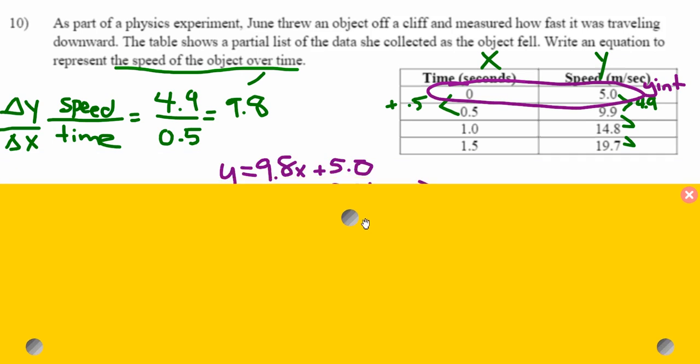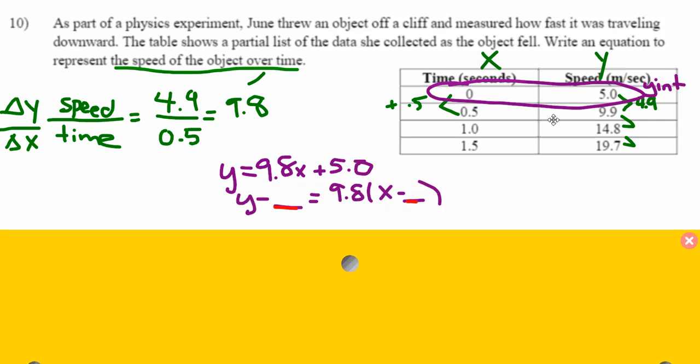I also have all these 3 other data points. I could write it in point-slope form. y minus the y value equals the slope times x minus x. So I could substitute any of these y's here. I could substitute any of these x's here as long as it's the pair and write my equation.